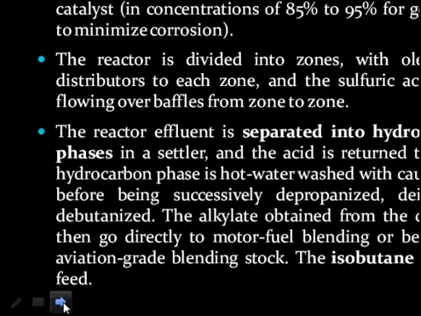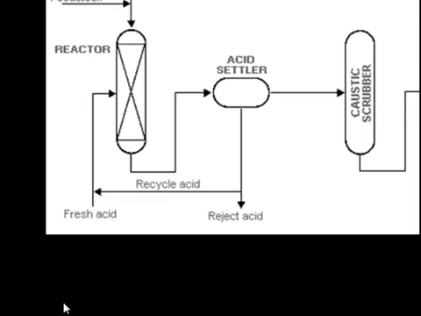The reactor product is separated into hydrocarbon and acid phases in a settler, and the acid is returned to the reactor. The hydrocarbon phase is hot water washed with caustic for pH control before being successively depropanized, deisobutanized and debutanized. The alkylate obtained from the deisobutanizer can then go directly to motor fuel blending or be rerun to produce aviation grade blending stock. The isobutane is recycled to the feed.